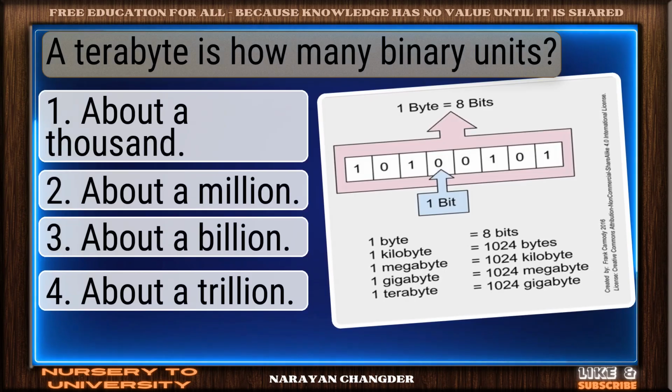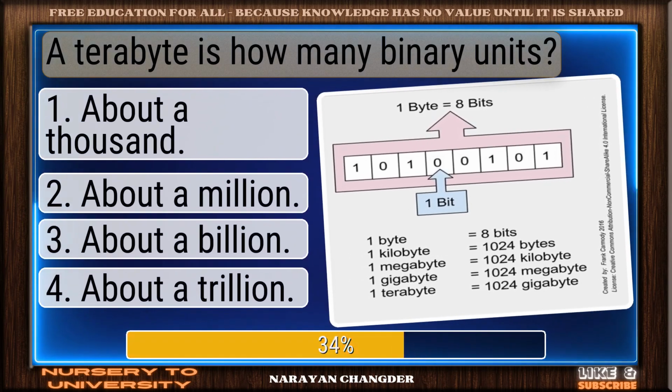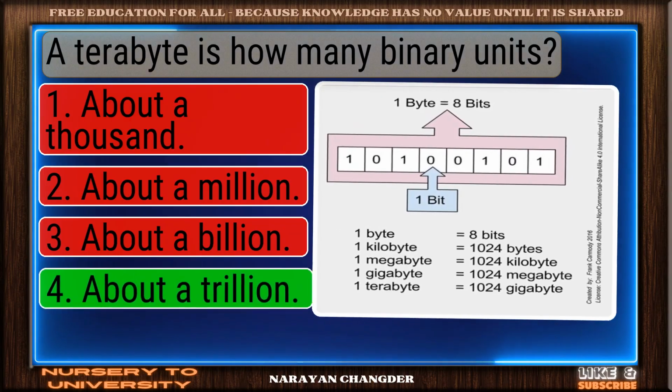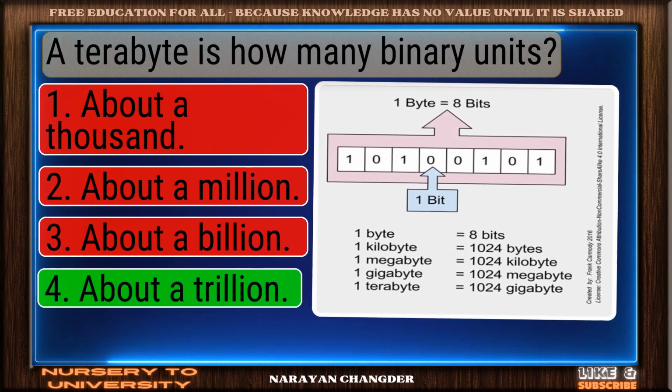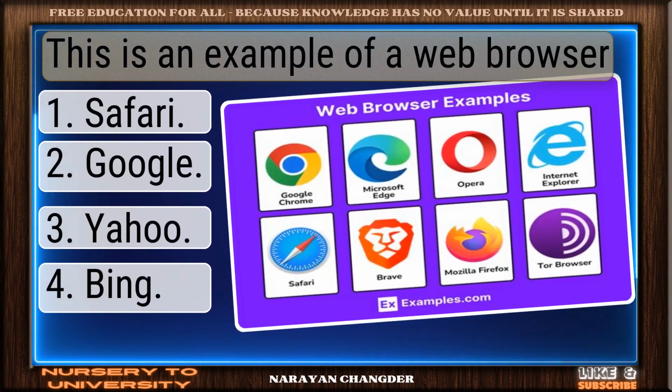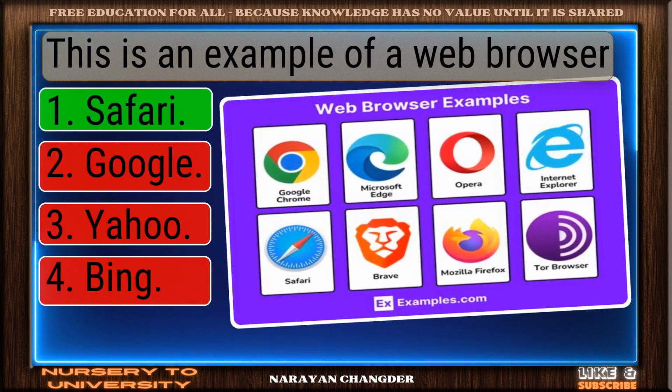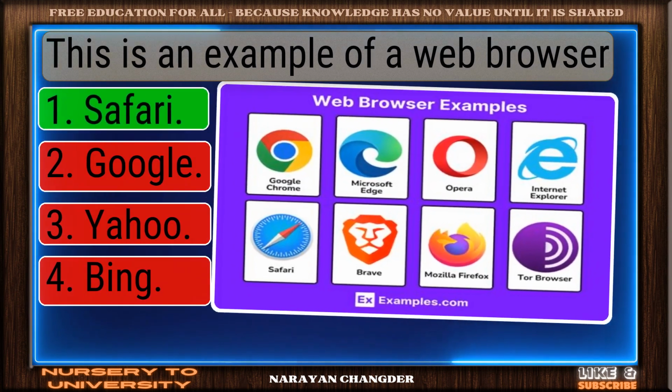A terabyte is how many binary units? Well done. About 1 trillion is the right choice. This is an example of a web browser. Valid point. Safari is true.